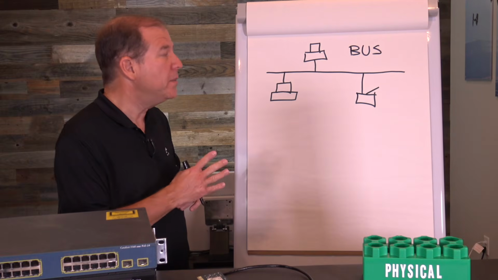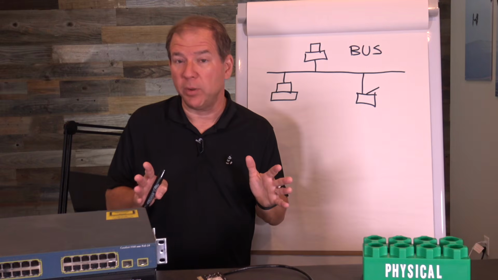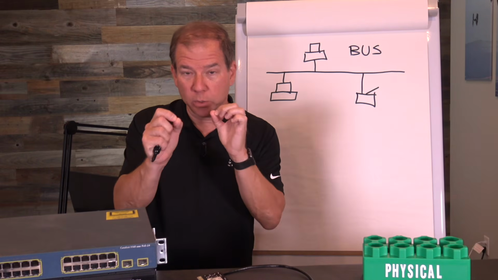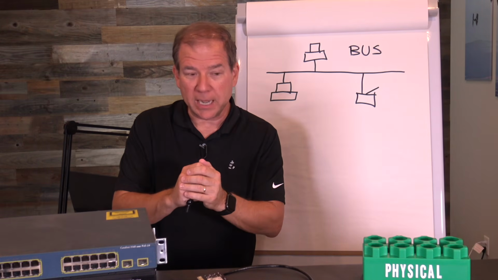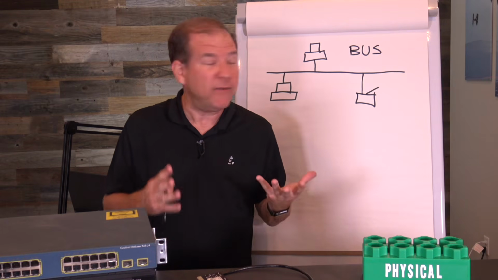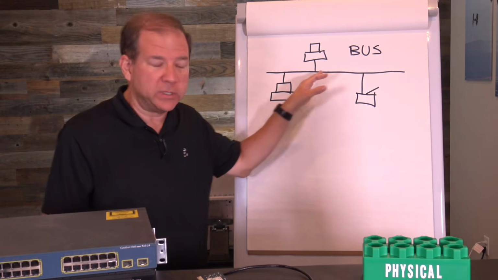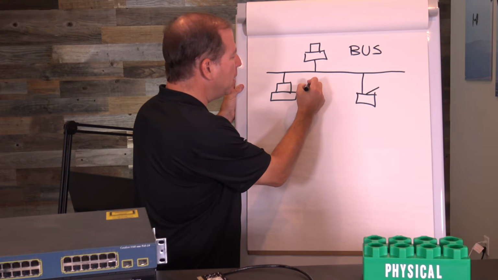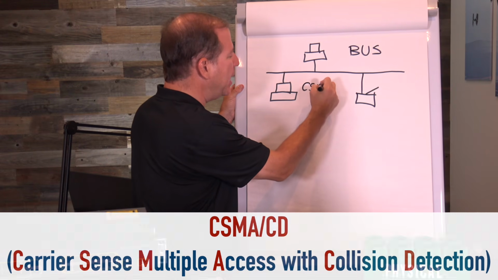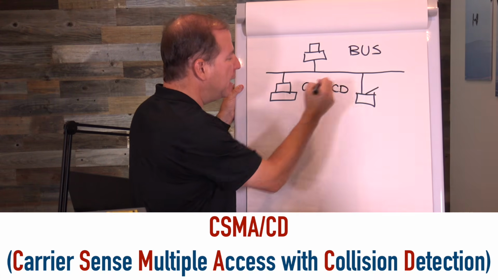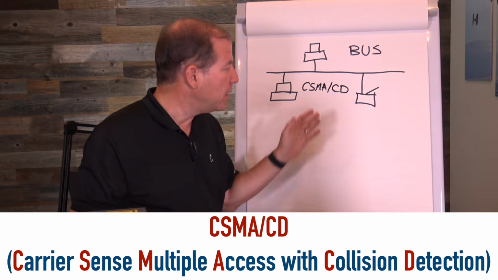And the devices on this bus ran in half duplex, meaning that we could either send or receive, but not both at the same time. The reason was you could only have one packet on this wire at any one time. And as a result, we ran something called CSMA/CD: Carrier Sense Multiple Access with Collision Detection.